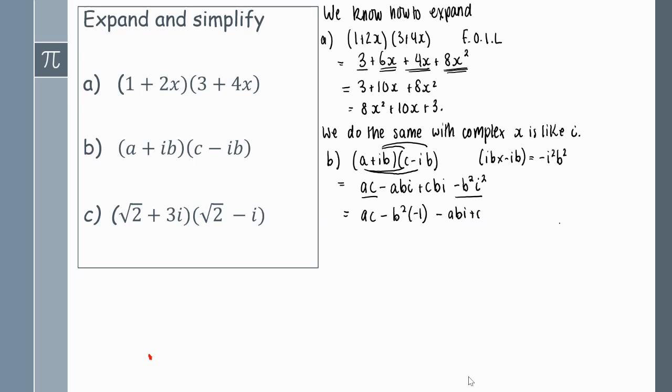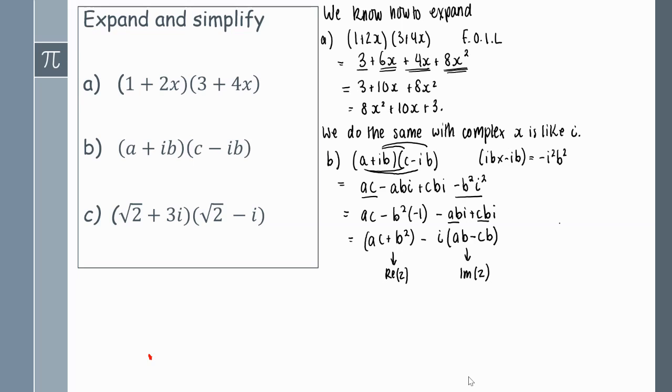And let's leave all the others with just an i at the back, and we'll deal with them in a bit. Because I have a minus 1 here, for my real part, I'll end up with ac plus b squared. And the imaginary part, let's take the i out as a common factor and a minus out. I'll get minus i times ab, and because I took a negative out, I'll get minus cb. ac plus b squared is my real part, and ab minus cb is the imaginary part of this complex number.